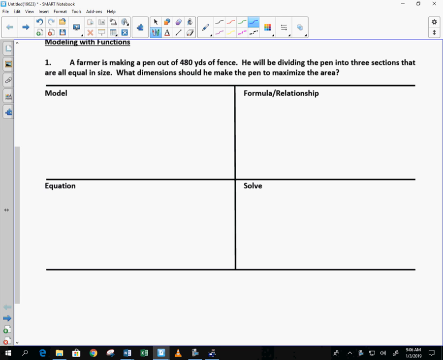Studies show that if you model the problem with the 4 boxes, it makes it easier for you. You do whatever you want. This is how I'm going to do it because I have to teach. So, I draw this rectangle. It's divided up into 3 sections. There's my 3 sections.